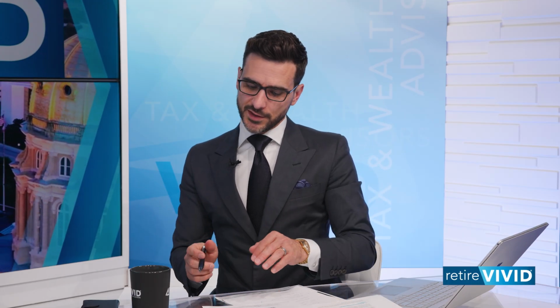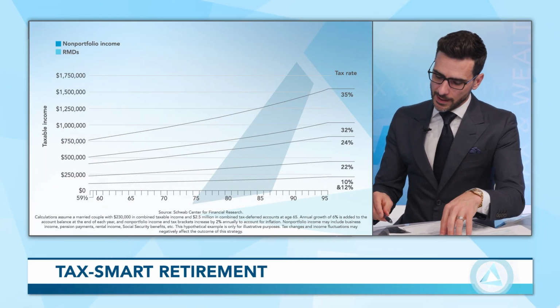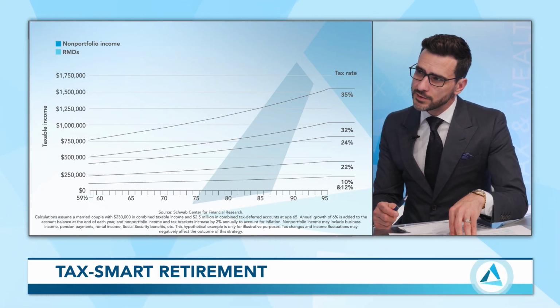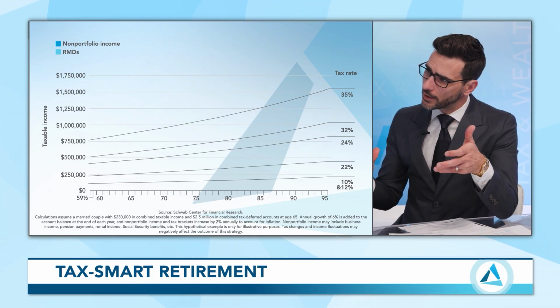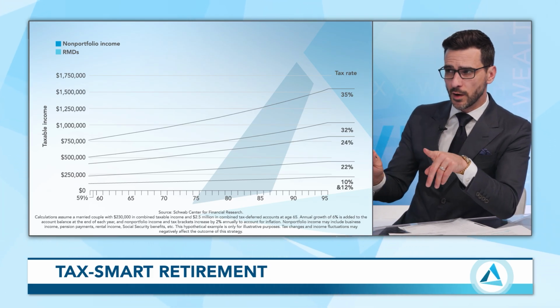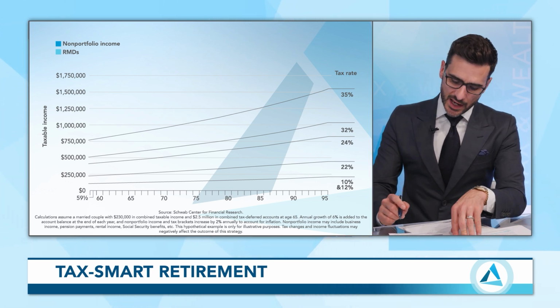So take a look at this. Here we've got a married couple. They're both age 59 and a half. They're married, filing jointly in terms of their tax status. They've got $275,000 coming in. They have $2.5 million of tax deferred. We've talked about that. This is IRA and 401k assets that are subject to the required minimum distribution, and it's growing at 6% a year.